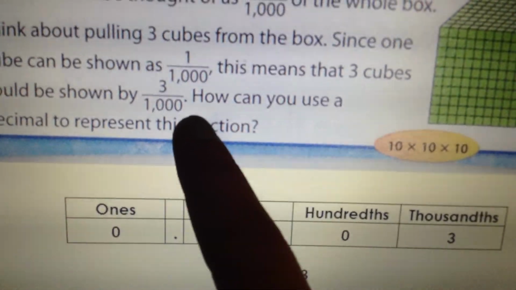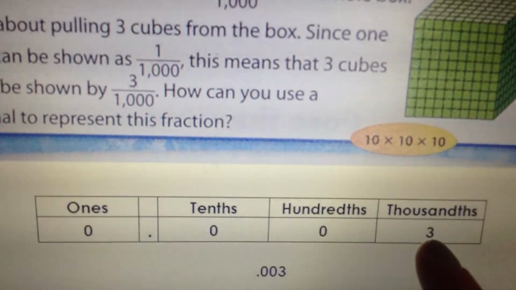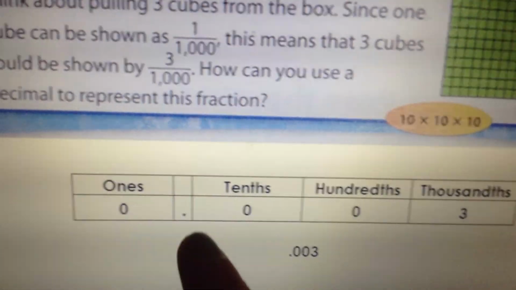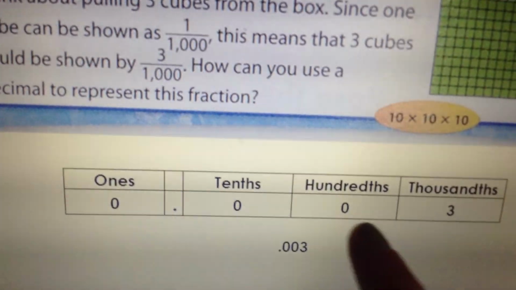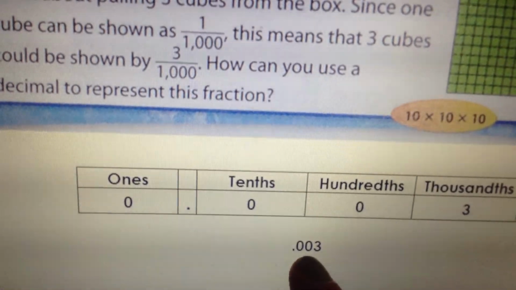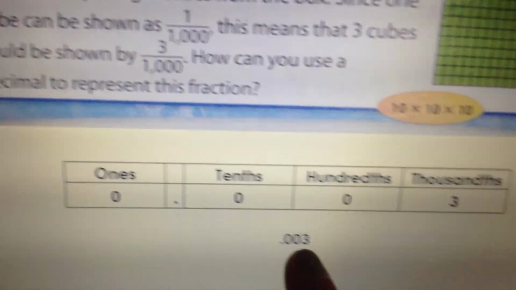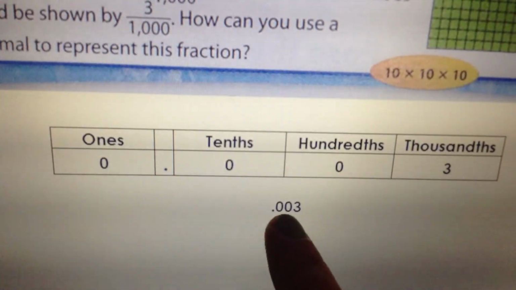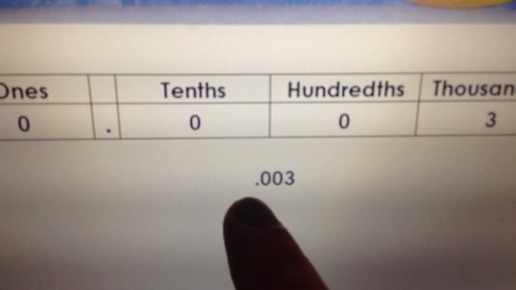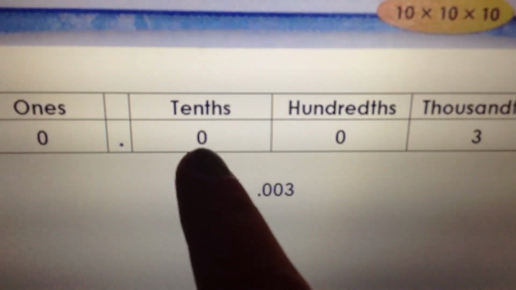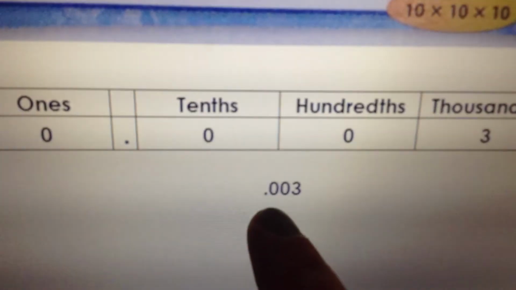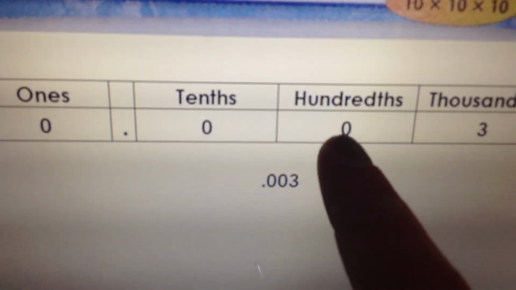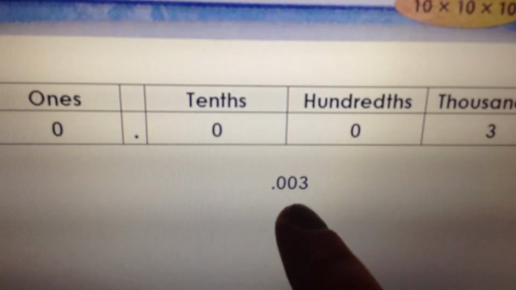We have that fraction here. It's a little easier to say. This represents 3 out of 1,000, so we write our decimal as 0.003, as you can see here, 3 thousandths. Now, this again shows how important those zeros are. If we had written this as 0.3, we would be saying 3/10. If we had written 0.03, we would have 3 hundredths. So our zeros really matter.